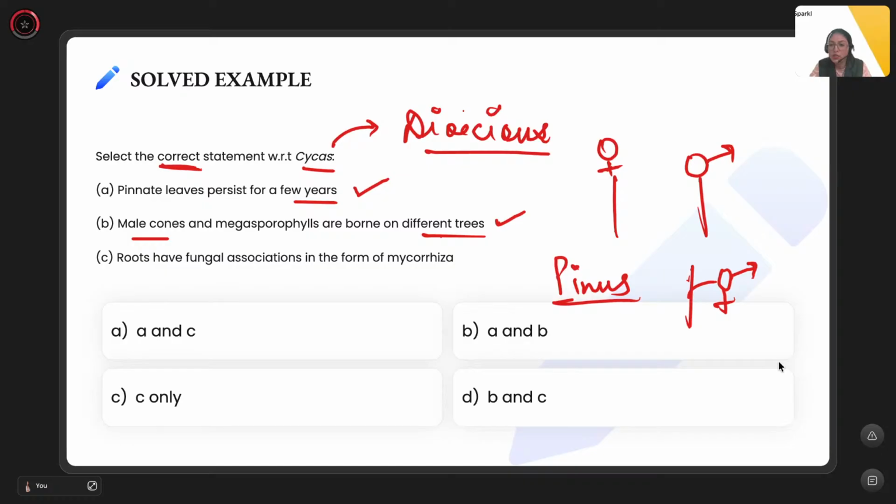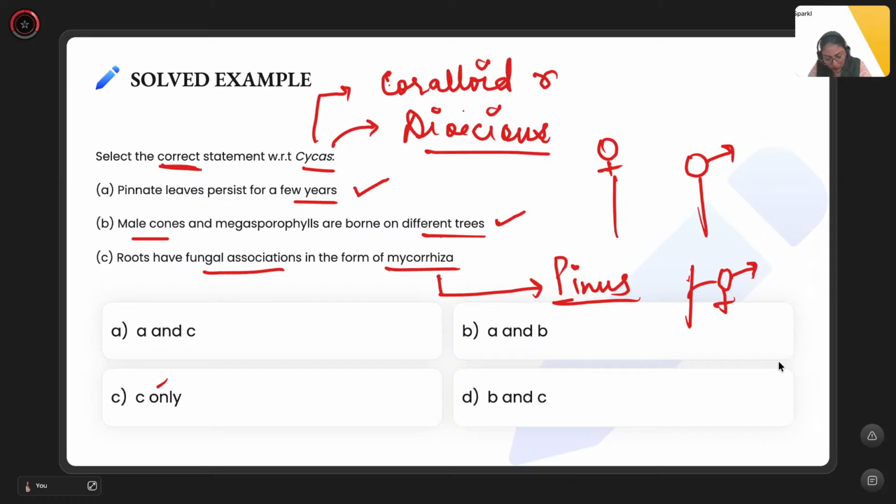At the C option. Statement here says roots have fungal association in form of mycorrhiza. Now beta, in gymnosperms fungal associations are definitely seen, mycorrhizal association is seen, but that is seen in case of Pinus, not Cycas. So what is seen in Cycas? In Cycas, beta, we see coralloid roots. What are coralloid roots? Coralloid roots are basically association of nitrogen fixing bacteria like Nostoc and Anabaena with the roots of Cycas. So they basically help in nitrogen fixation.